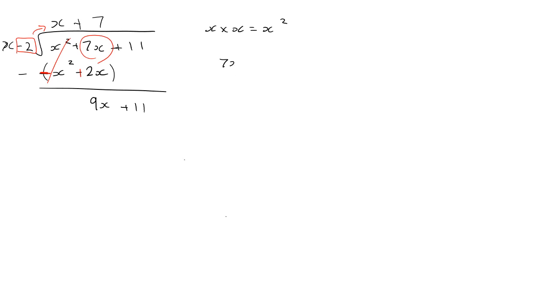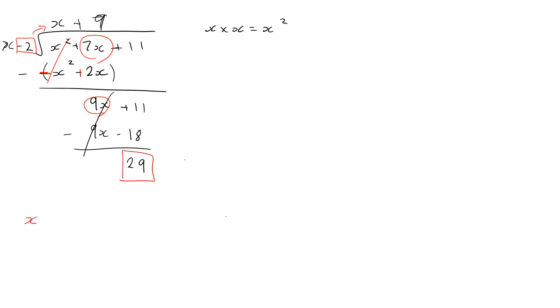Sorry. We're going to look at how many times x divides 9x. So this term. x divides 9x 9 times, so that's 9. So we write 9x here. Now we multiply 9 by negative 2, and we write the result here. So 9 times negative 2 is negative 18. Now we subtract, so these two cancel out, and we get 29. So 29 is our remainder, and our quotient is x plus 9.